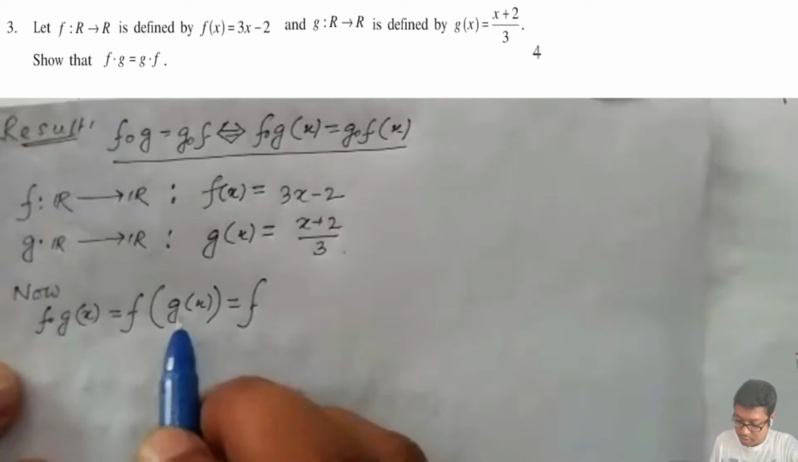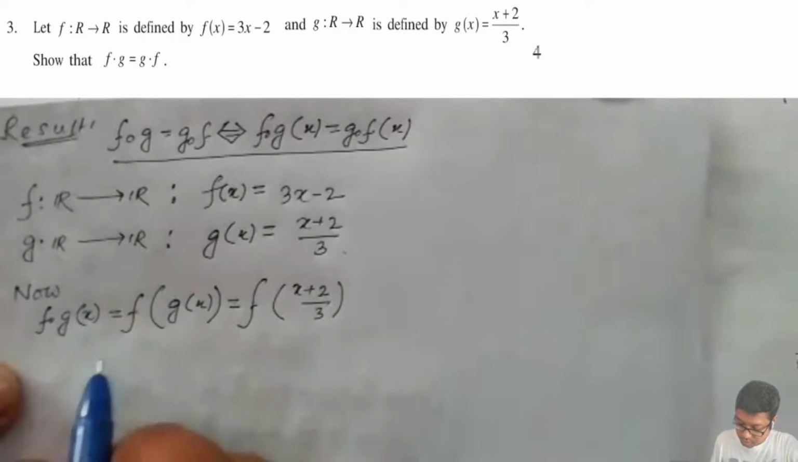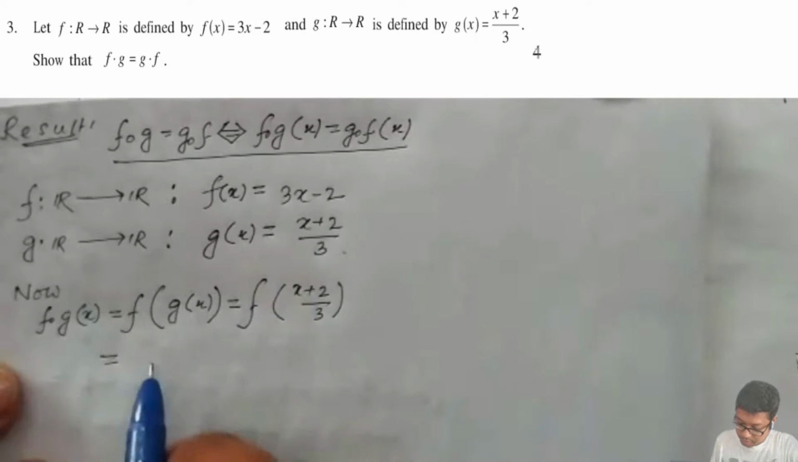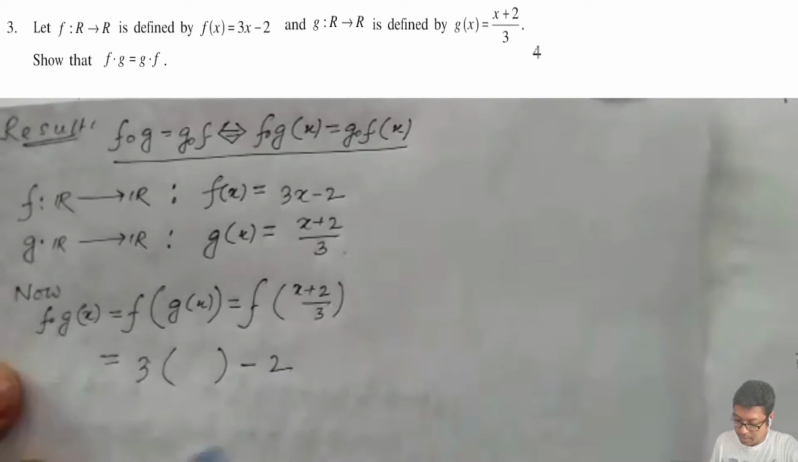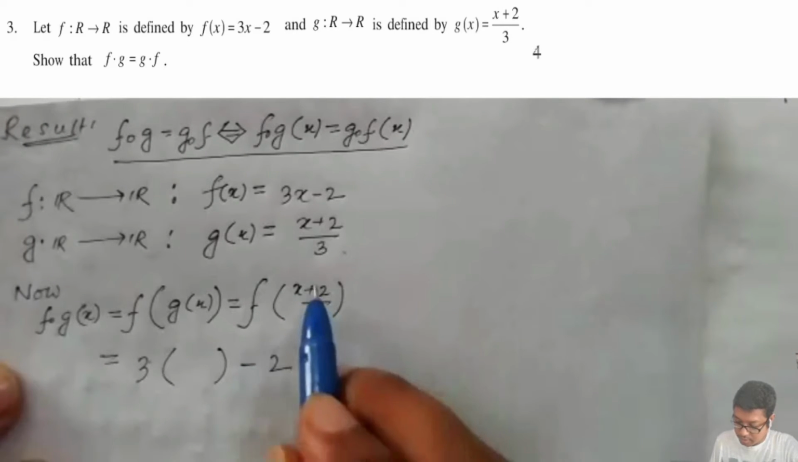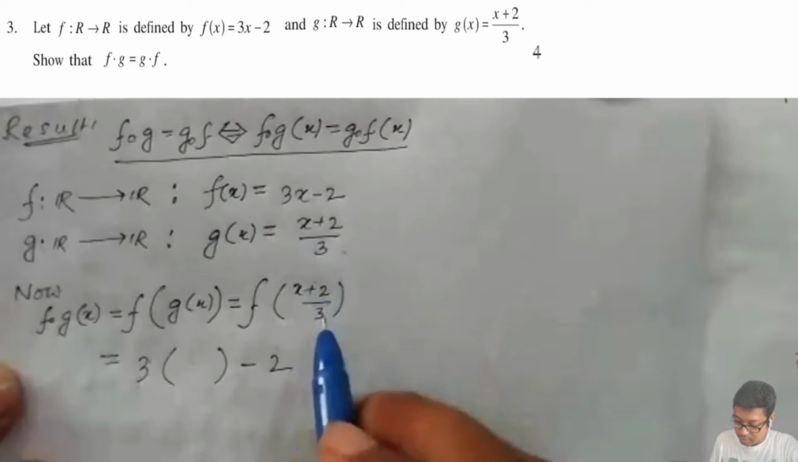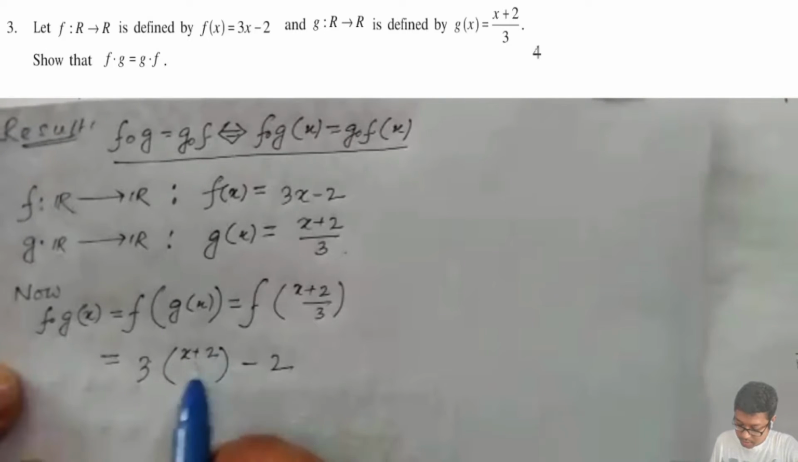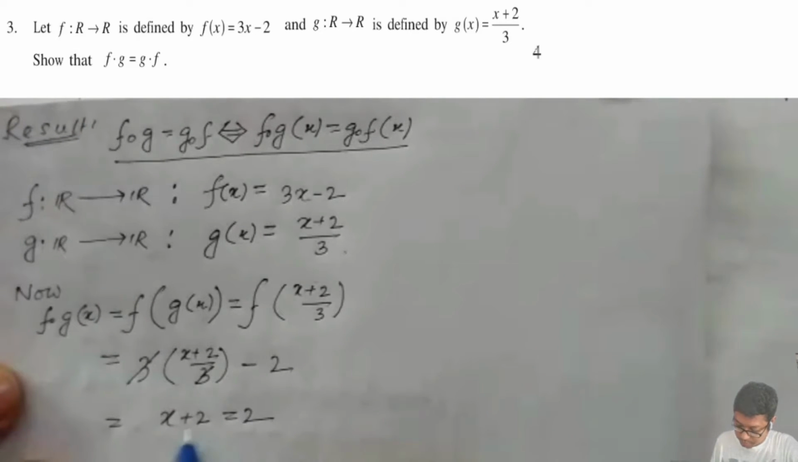F of gx is x plus 2 by 3, so this is equal to our fx, which is 3 times something minus 2. You see, if it is x, then whatever is here comes over here. If it is x, it is x. If it is x plus 2 by 3, then it will be x plus 2 by 3. So this 3 gets cancelled out. We have x plus 2 minus 2. Sorry, I made a mistake here. It's minus. So this is equal to x. Okay, fine.